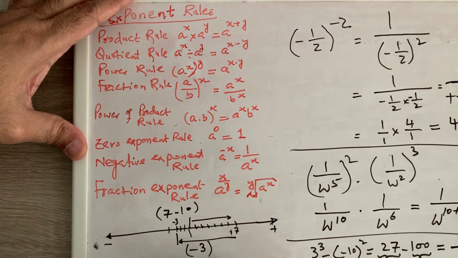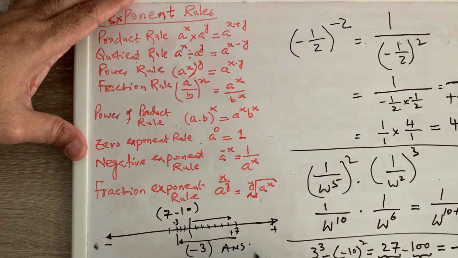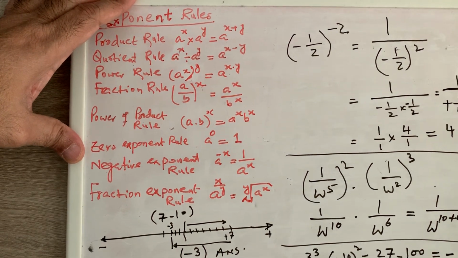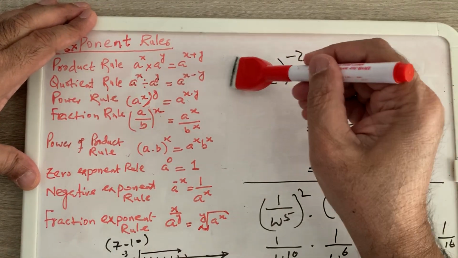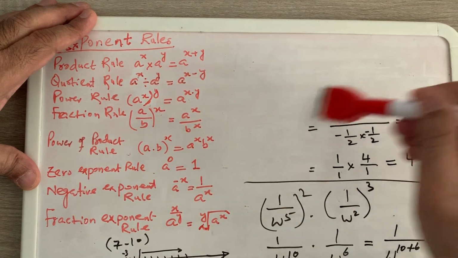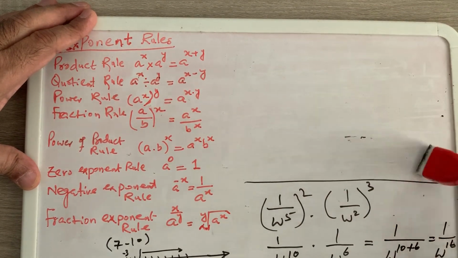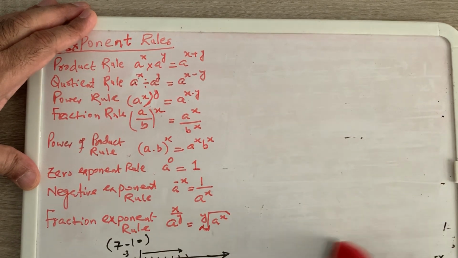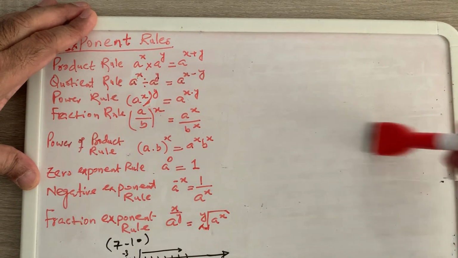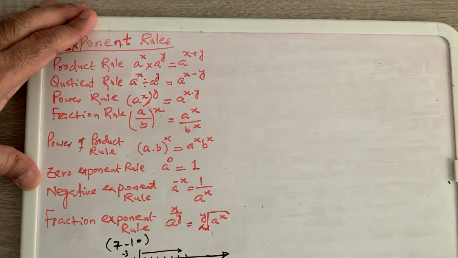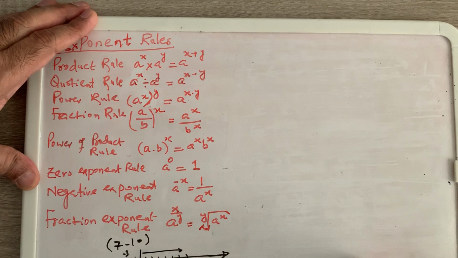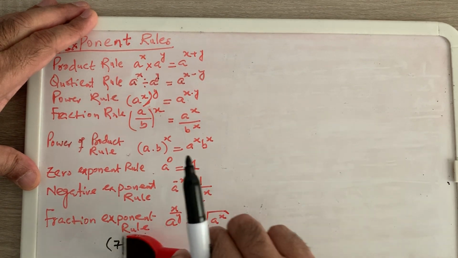Negative 3 is my answer, right? So similarly, here 27 minus 100 means minus 73. So we can deal with some other examples as well. Let's see. These are some examples where students need some clarification, so I am explaining it to you here again. Let me clear all of this.